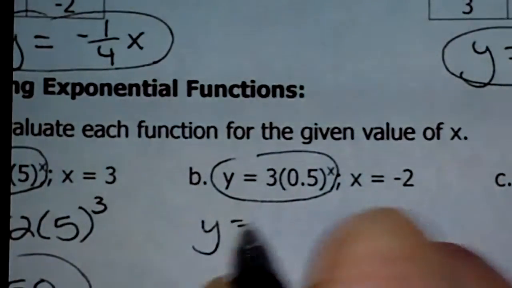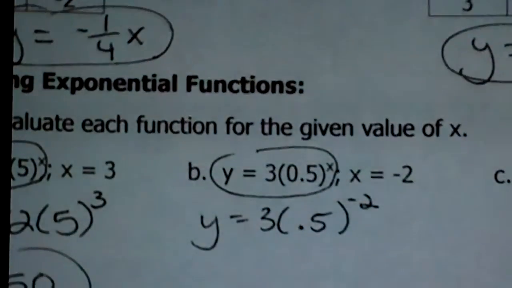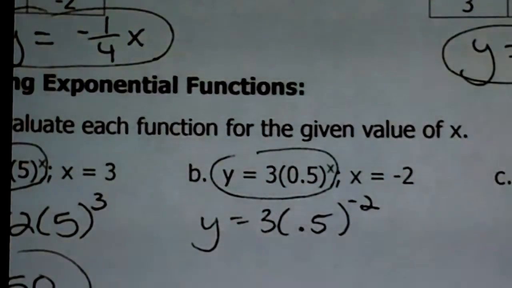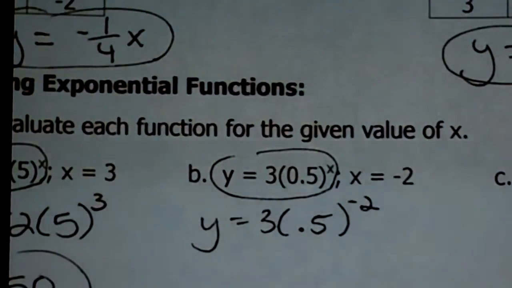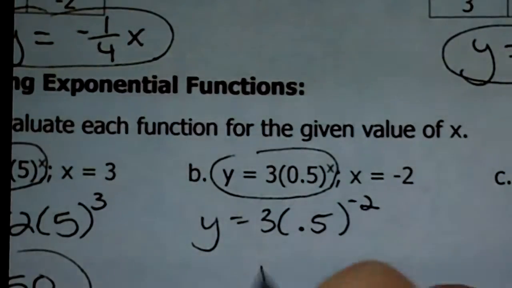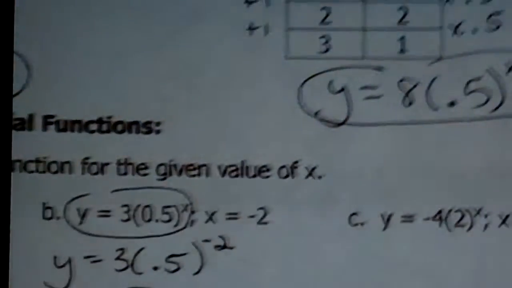So I'm trying to figure out what's y when x is -2. So in my calculator, I'm going to type in 3. I'm going to wrap up 5/10 in parentheses and raise it to the -2nd power. And you should get, drum roll, 12. If you didn't get 12, try entering it again. Hit pause, go back, try to enter it again.